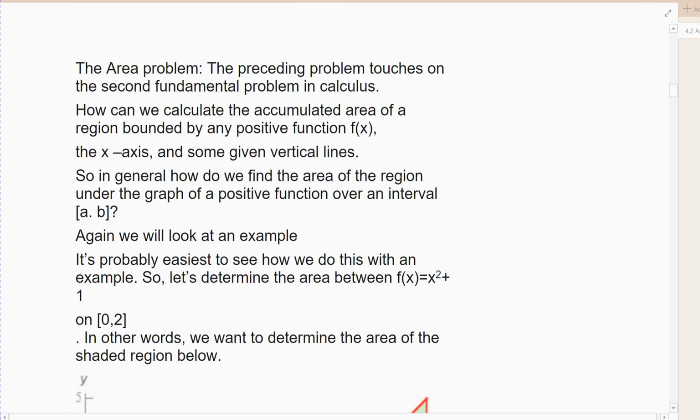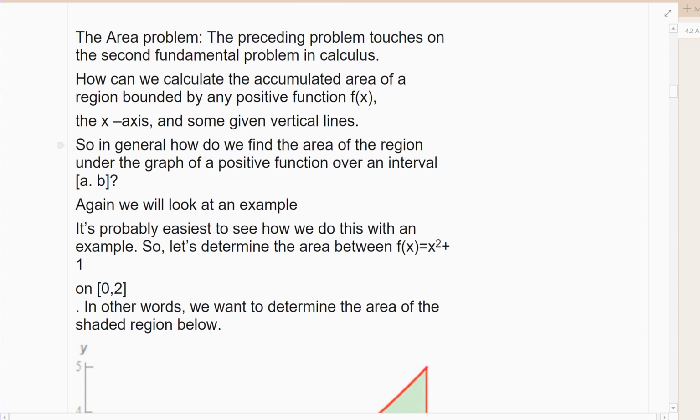Alright, so the area problem, as the previous video touched on, is kind of like the rate of change problem. Rate of change, I know it exists, but it was hard to find, right? It's a special type of limit. Same thing here. I can visually see there's area under that curve, but it's not easy to find, because there's not a nice geometric formula that allows me to solve for it.